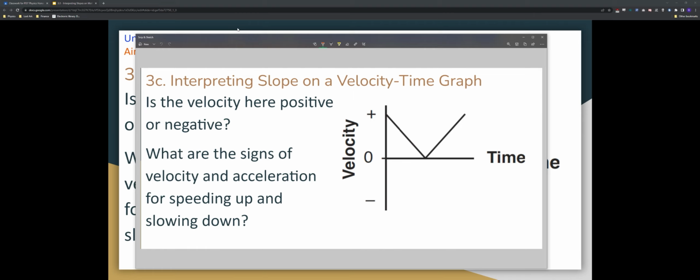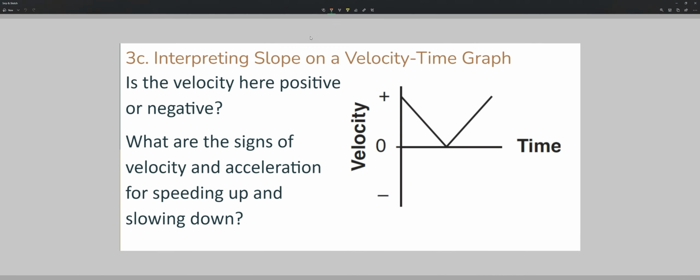The question says, is the velocity here positive or negative? My velocity here is positive. You know it's positive because it's above the 0, because this is a velocity time graph here. And we know that any number above 0 is going to be positive.